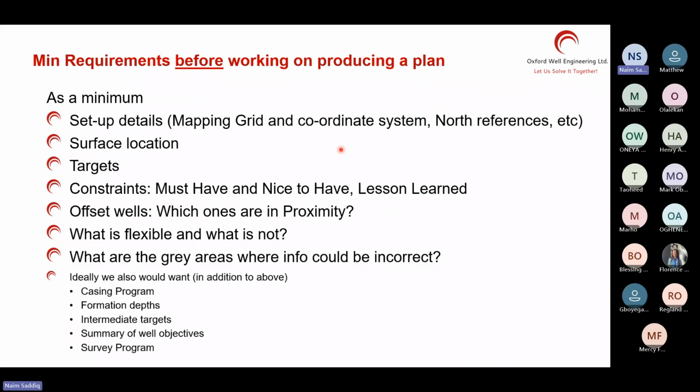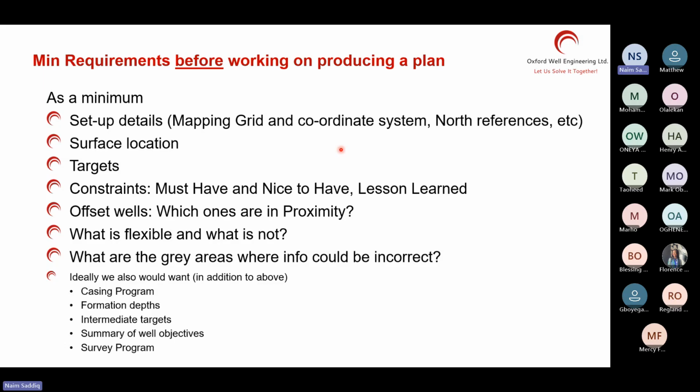Okay, get yourself exact information with the mapping grid, which is the coordinates, latitude, longitude, also called the CRS system, which is actually the coordinate reference system. What are the north references? What are the survey corrections? What is the surface location? If they already have a surface location, and what targets those are.